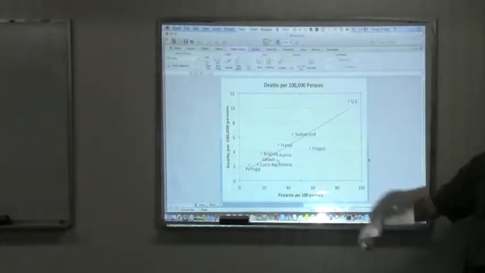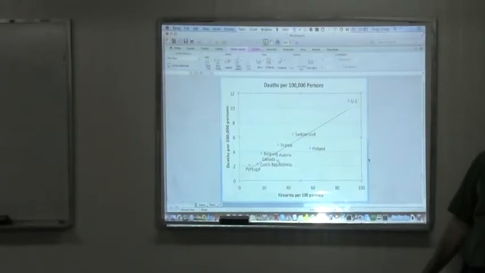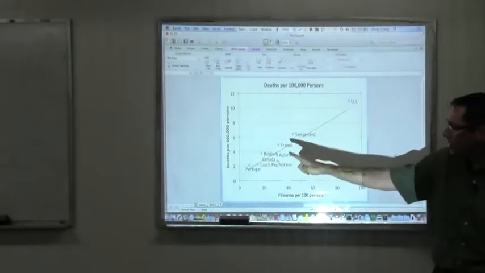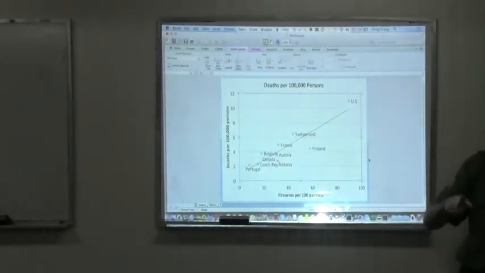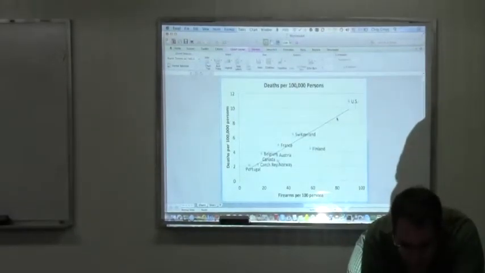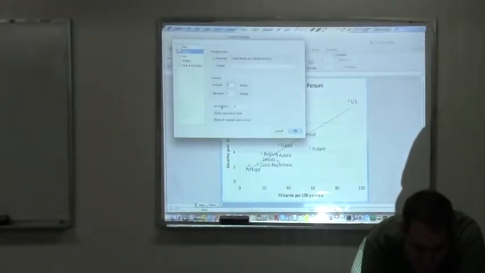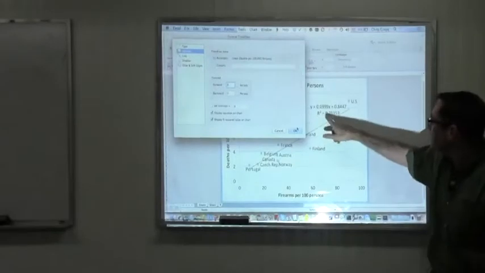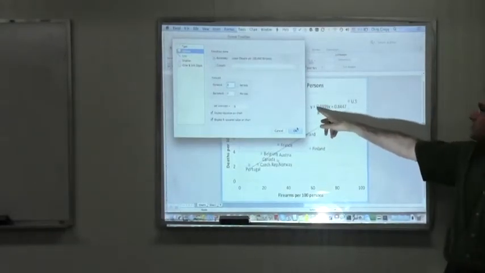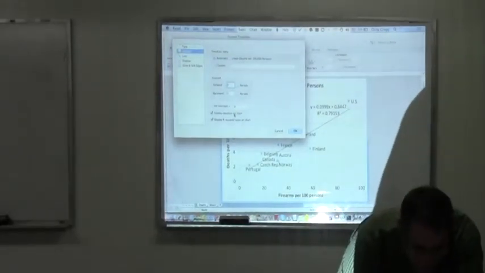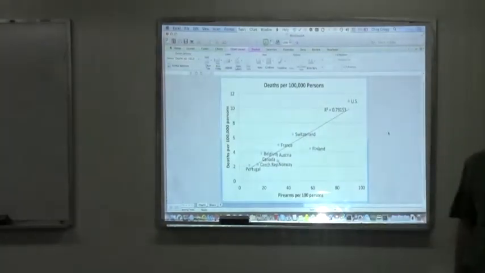Anyone want to guess what R is for that? Negative 1? No, it can't be negative. Negative would be going this way, right? Yeah, positive. If it was positive 1, it would go right through every point. 0.4, 0.6, I don't know. Guess what? Excel allows you to do that. You can say format trend line and then options, and it says display the equation and also display the R value. There you go, 0.8 actually. The equation is the equation of that line. We don't need the equation right now. But that's it, so 0.8.